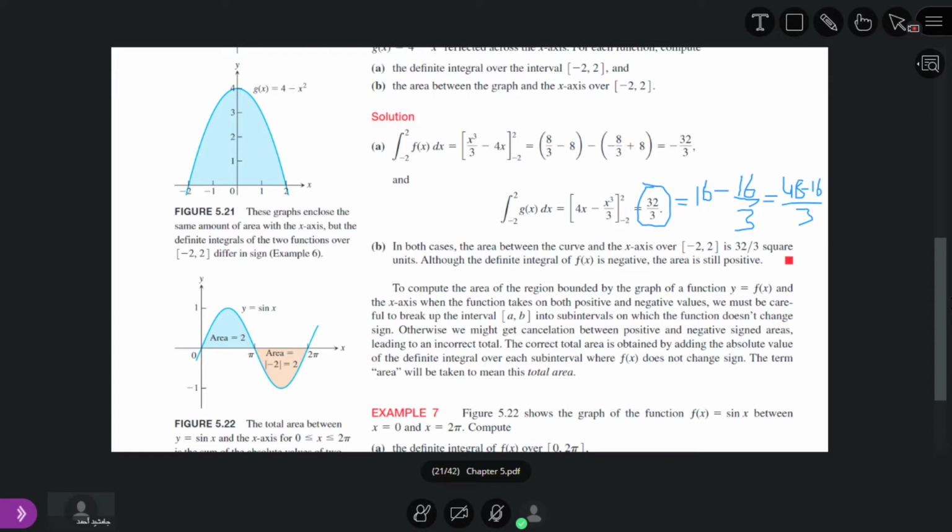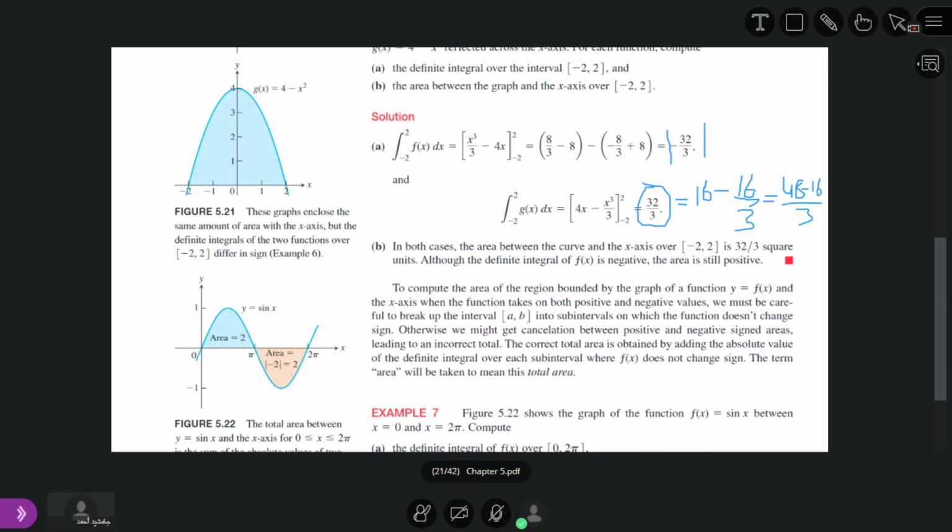Now if we want to find the area between the graph of the function and the x-axis, just take the absolute value of this. So what is the absolute value of minus 32 divided by 3?